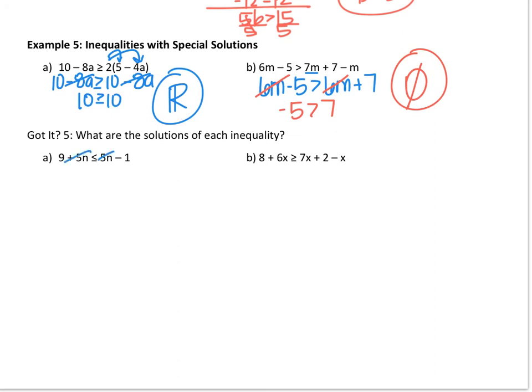Okay, the 5n's on opposite sides of the inequality are going to cancel, and you get 9 is less than or equal to negative 1. That's never true, so it's no solution.